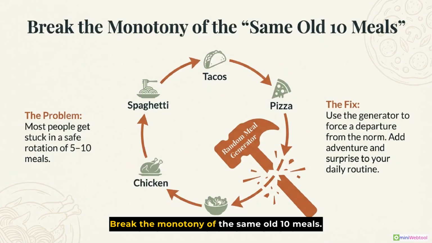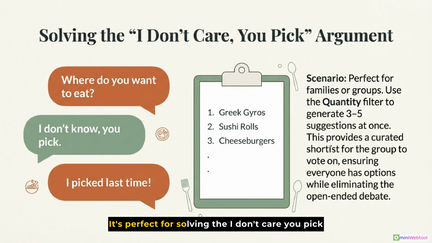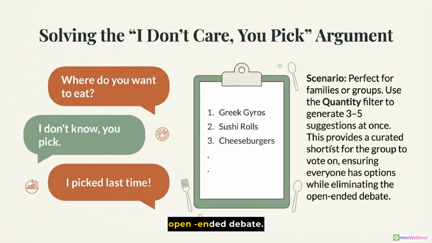Break the monotony of the same old 10 meals. If you are stuck in a safe rotation, use the random meal generator to force a departure from the norm and add adventure to your routine. It's perfect for solving the "I don't care, you pick" argument. Use the quantity filter to generate a short list for families or groups to vote on, eliminating the open-ended debate.